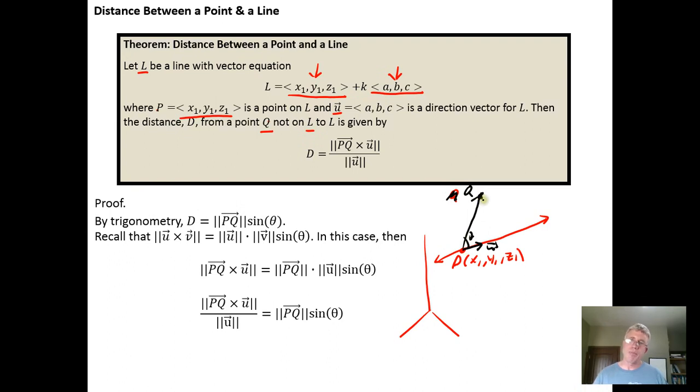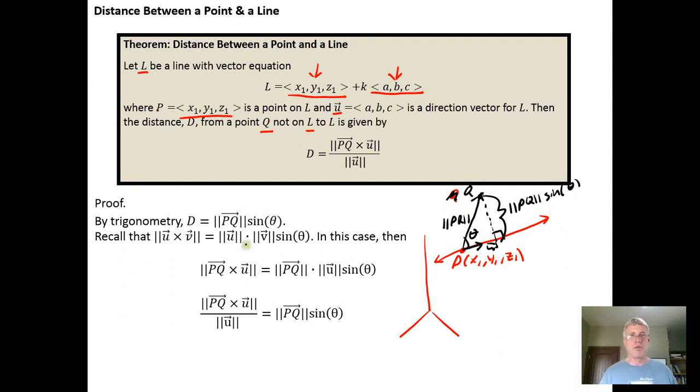So the vector from P to Q and the vector U are going to form some angle theta. And the idea is if we drop the perpendicular from Q to the line, this distance from Q to the line, we can just get it from trigonometry. If this angle formed by PQ and U is theta, then here's the vector from P to Q. The size of PQ is actually the hypotenuse of this right triangle. So this distance by trigonometry is going to be the size of PQ times the sine of the angle theta, because this is the side opposite theta.